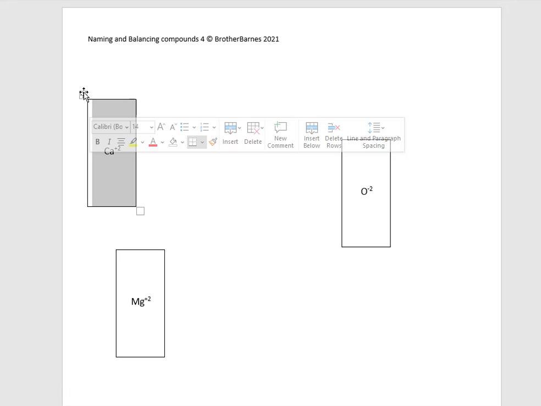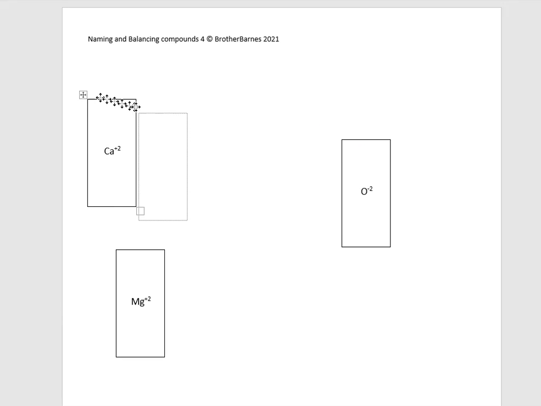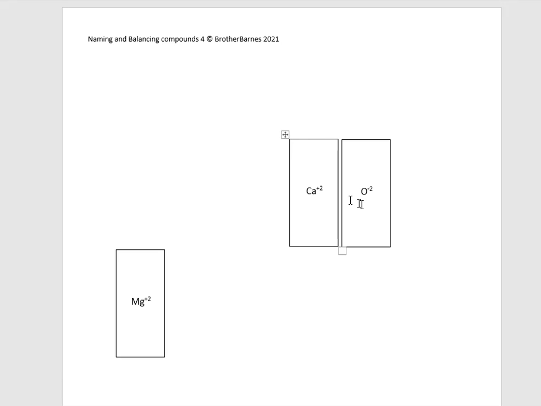We are learning to name and balance chemical compounds. If we take a positive ion calcium and match it to a negative ion oxygen, we would call this what? We would say calcium oxide. We drop the oxygen a little bit off the end and add the IDE ending. This is a metal, this is a non-metal.